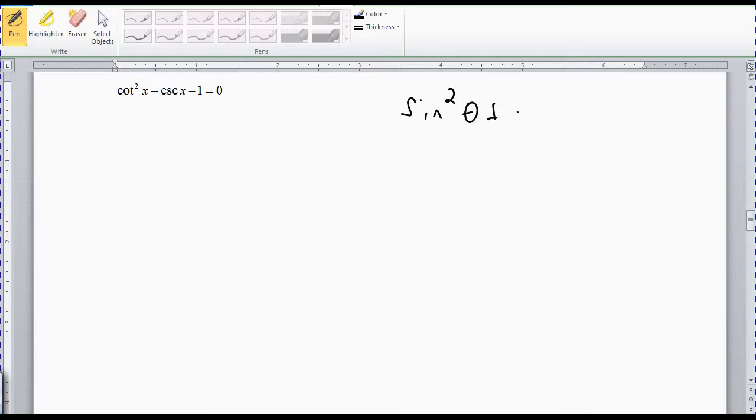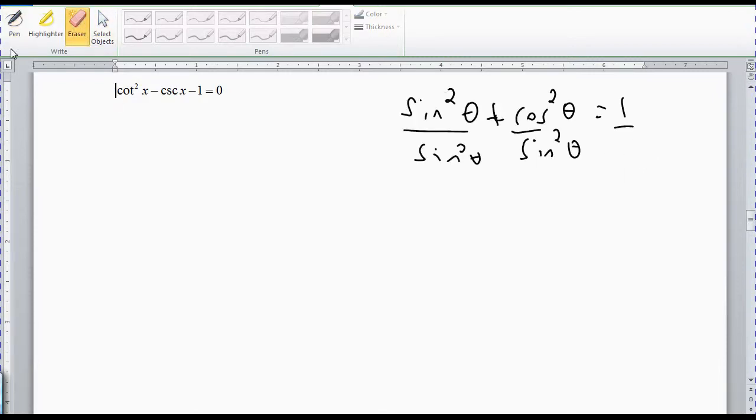Sine squared theta plus cosine squared theta equals 1. And this is one that you really should have memorized by now. And I need a cotangent squared, which is cosine squared over sine squared. So if I divide that by sine squared, I'll have my cotangent squared, but what I do to one, I have to do to all. So let's divide each one of these by sine squared.